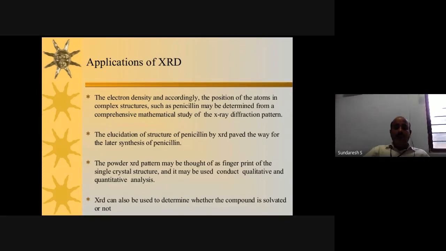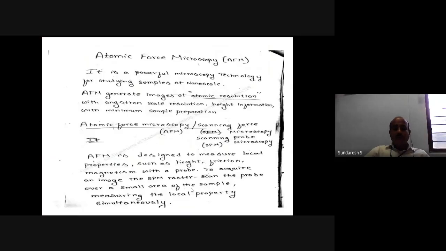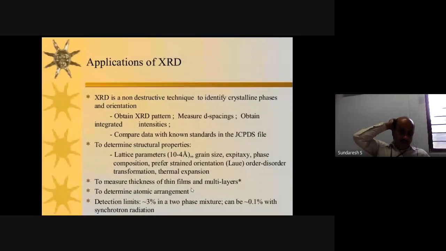The powder XRD pattern may be thought of as a fingerprint of the single crystal structure, and it may be used for conducting qualitative and quantitative analysis, especially in the case of a forensic department. They make use of this method for identifying fingerprints. XRD can also be used to determine whether a compound is solvated or not. It is one important application. And XRD is a non-destructive technique, and it identifies crystalline phases and orientations.